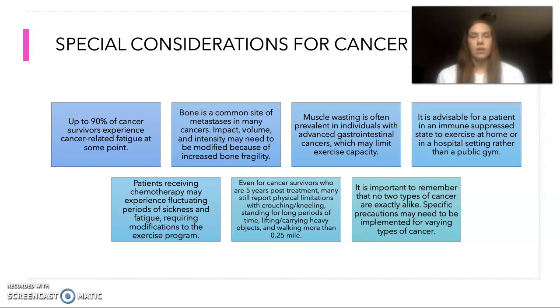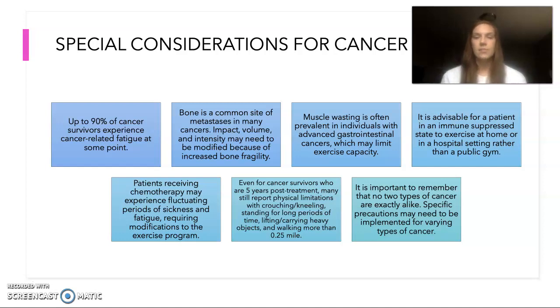Even for cancer survivors who are 5 years post-treatment, many still report physical limitations with crouching, kneeling, standing for a long period of time, lifting and carrying heavy objects, and walking more than a quarter of a mile. However, it is important that they are not inactive. It's just important to keep this in mind when you're working with this population, that they may not be as physically able, even up to 5 years post-treatment, as a healthy individual.